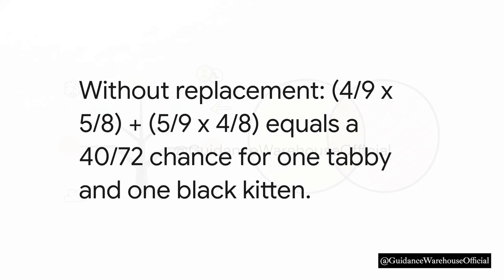So let's bring this back to our kittens. We have 9 kittens total. To get 1 of each color, there are 2 successful paths on our tree. Path 1, we pick a tabby first, which is 4/9, and a black kitten second. Since we didn't replace that first tabby, there are only 8 kittens left, making our second fraction 5/8. Multiply those together, and you get 20 out of 72. But wait, there's a second path. We could pick the black kitten first, 5/9, and the tabby second, 4/8. Multiply those, and boom, another 20 out of 72. Add those 2 successful timelines together, and we see our odds of getting 1 tabby and 1 black kitten are exactly 40 out of 72.